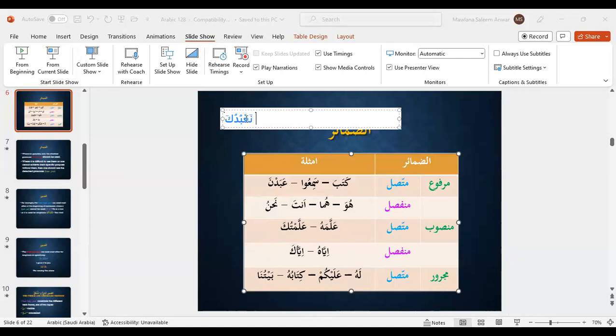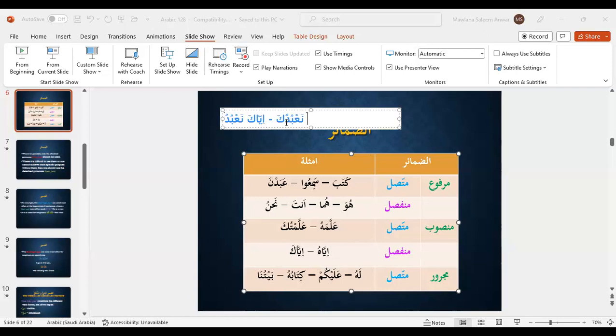Na'buduka means we, na'budu, we worship. Ka, you. So we are the doer of ibadah. We are the doer of this action of ibadah. Ka, you. Oh Allah, na'buduka. We worship you. Okay. So there's a difference between this and if we say Iyaka na'budu.